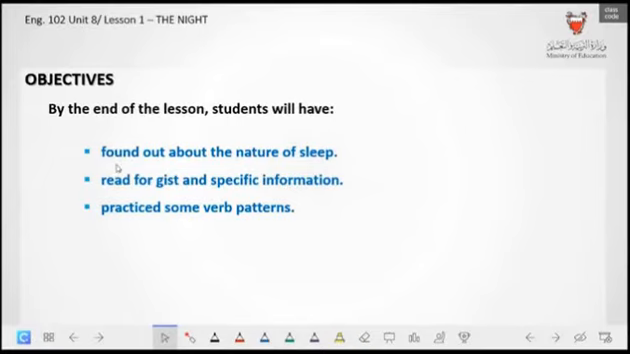So that was the first objective. Now for the second objective, we read for gist and specific information. We have finished this as well. There we had matching paragraphs with headings. We've done that. And we had WH questions regarding the reading. For the third objective that we're going to achieve, inshallah, this morning, we're going to practice some verb patterns, all right?